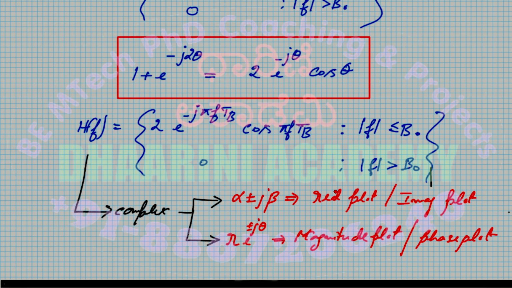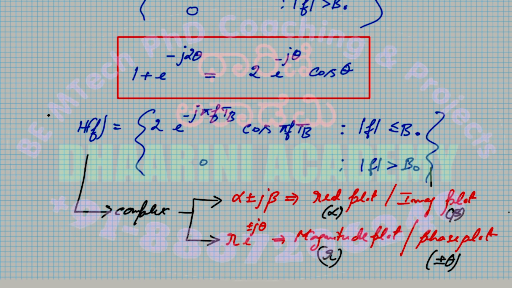Right? So I'll write in brackets what you plot. For the first one, the real plot is alpha and the imaginary plot is the plot of beta values. At the same time, if you have r into e to the power plus or minus j theta, the magnitude plot includes only r. I plot just r, and the phase plot will be the plot of plus or minus theta according to the given equation, according to the representation. So the polar format will generate something like this.